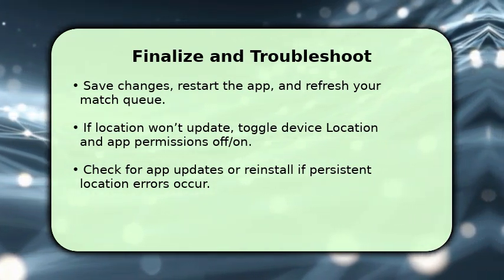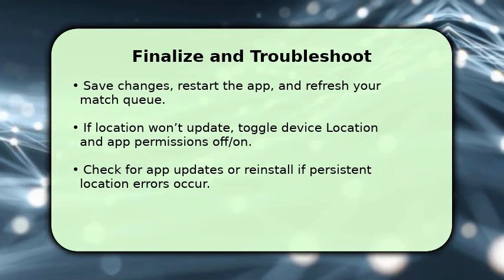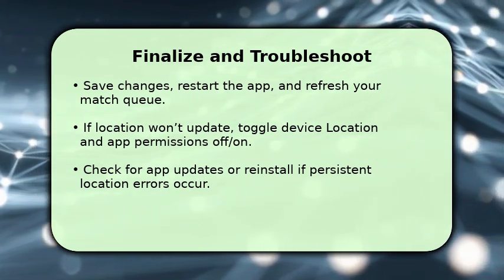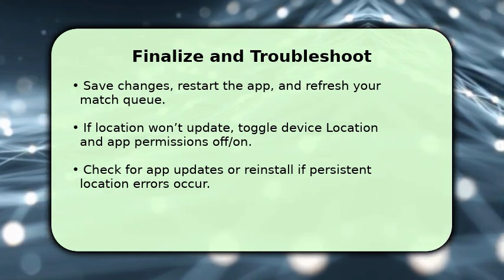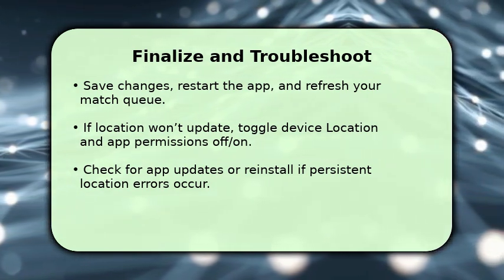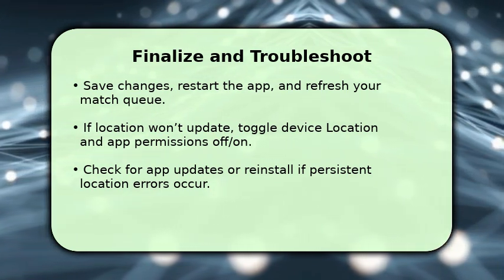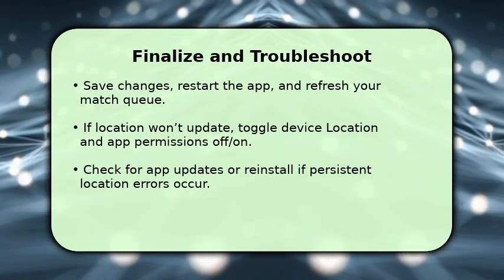If you don't see the change, toggle device location off and on, then re-grant Bumble permission. This forces a fresh GPS read. Make sure airplane mode is off and that you're not using a VPN that masks location. If problems persist, update or reinstall the app. And as a last resort, restart your device. These steps clear caches and often resolve stubborn location issues.